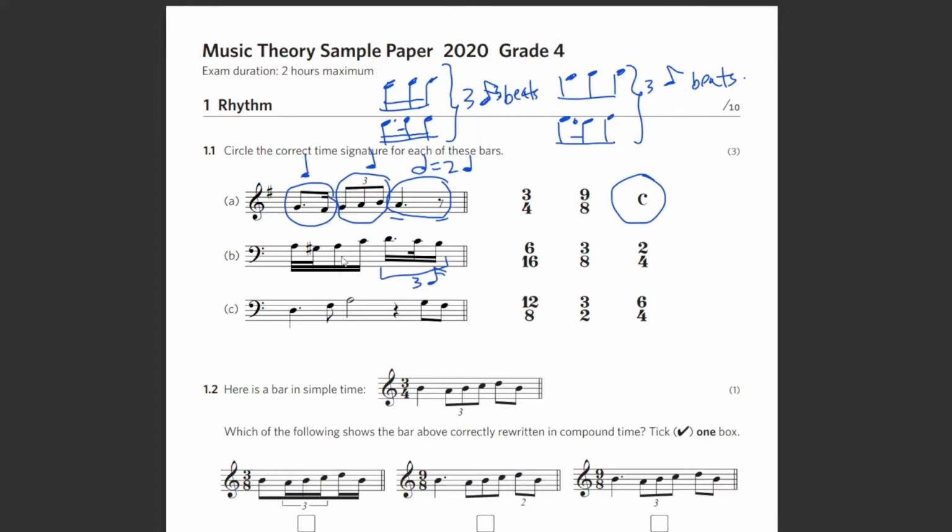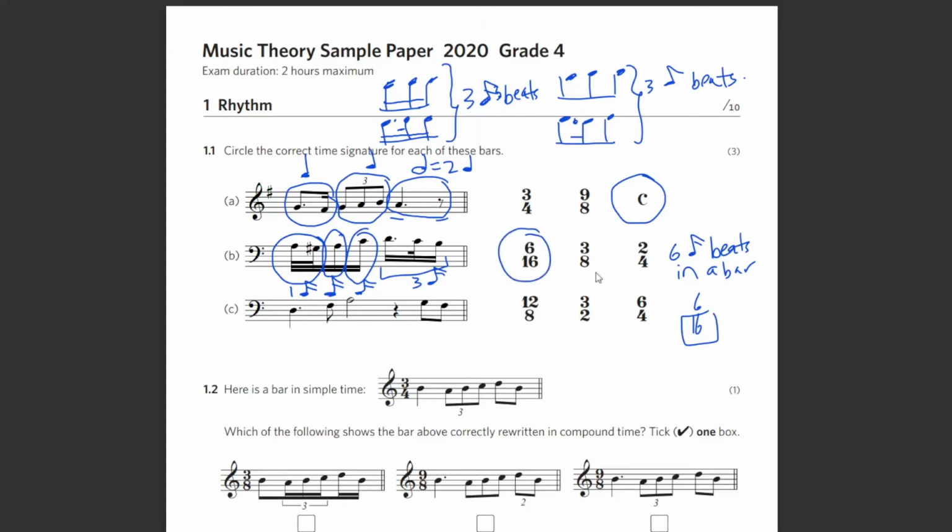Then these 2 semiquavers, and this is another semiquaver here. So in total, there are 1, 2, 3, 4, 5, 6 semiquaver beats in a bar. So 6 semiquaver beats in a bar. What does it mean? In other words, 6 should be on top, and you should have 16 at the bottom. So it is equal to this.